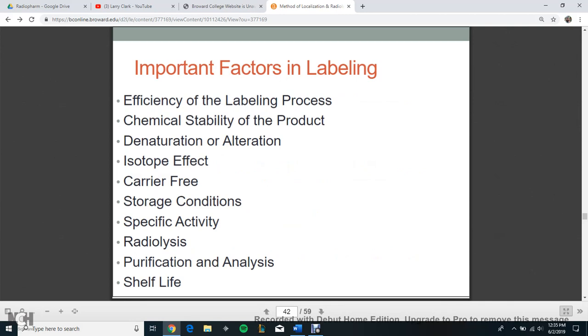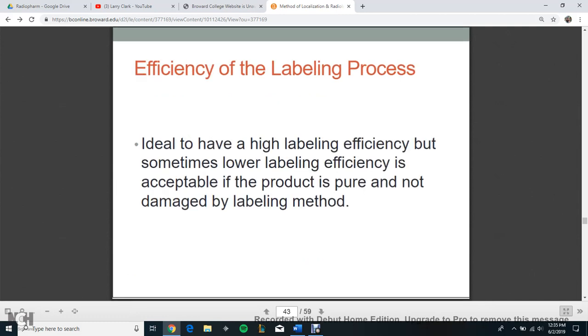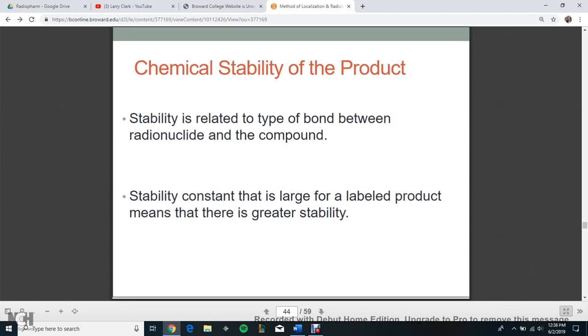Important factors in labeling: efficiency of labeling process, chemical stability of the product, denaturation or alteration, isotope effect, carrier-free, storage conditions, specific activity, radiolysis, purification and analysis, and shelf life. Efficiency of labeling process: ideal to have a high labeling efficiency, but sometimes lower labeling efficiency is acceptable if the product is pure and not damaged by labeling method.